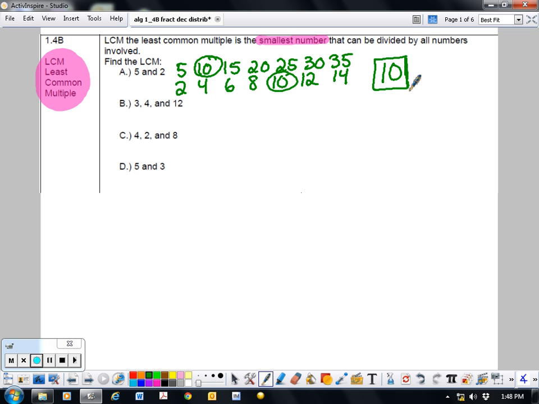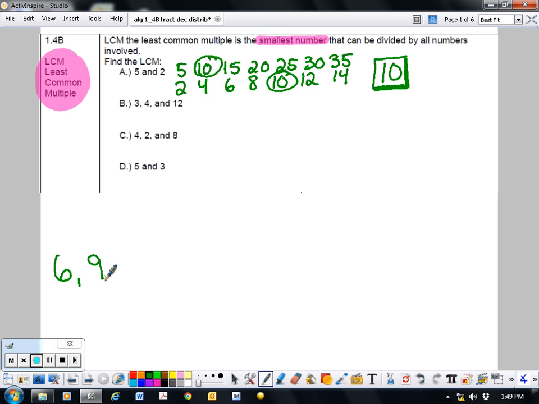Now, some people need to write out their lists, and some people can look at them and figure it out. Now, the biggest mistake made is thinking that you can just multiply them and that's going to be it. In this case, it is. But if there's a common factor between the numbers, there's actually smaller values. So something like, let's see, 6 and 9.